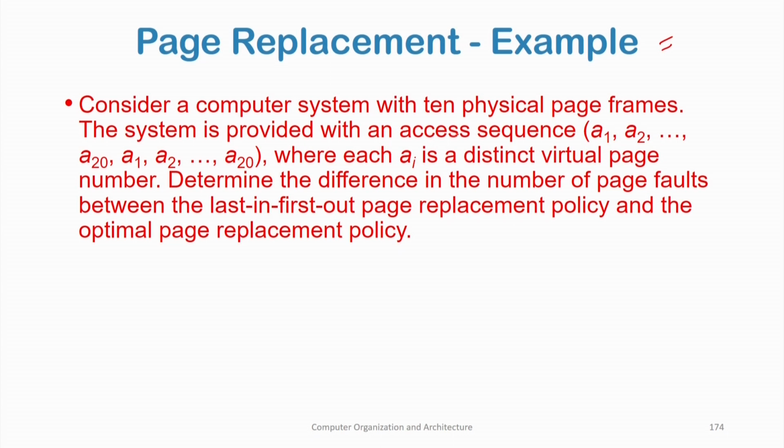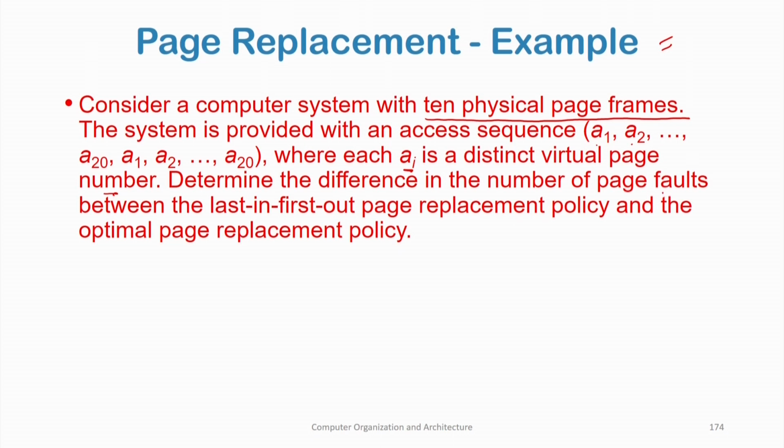Consider a computer system with 10 physical page frames. So I have 10 physical page frames. The system is provided with an access sequence A1, A2, up to A20, and then A1, A2 again. So pages A1 up to A20 are accessed one after the other, and again in sequence, page A1 up to A20, where each Ai is a distinct virtual page number.